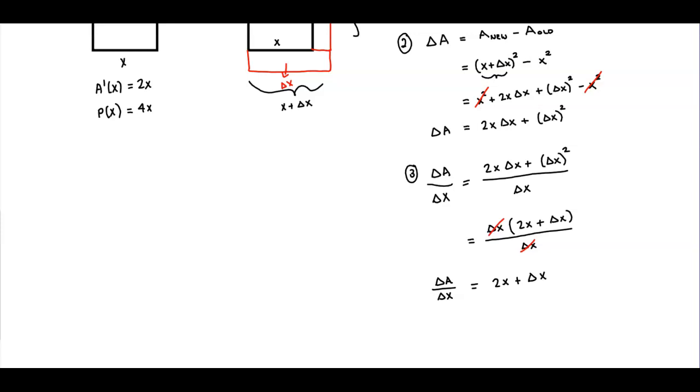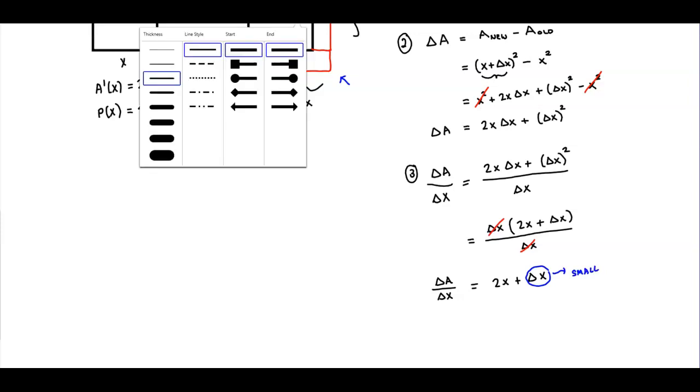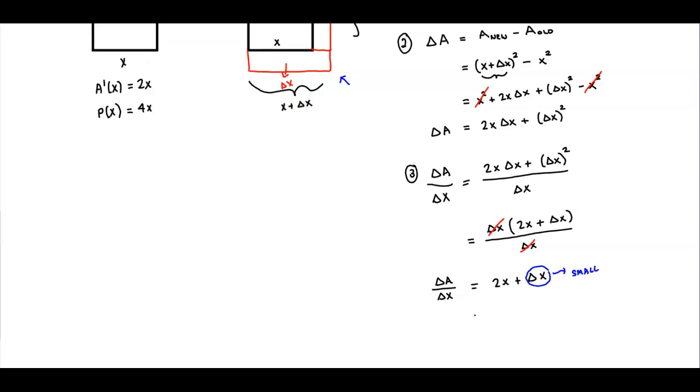Okay, and so keep in mind that what we added here is quite small. When we look at the change of x in our square, this is quite small. So therefore, this is actually approximately 2x.